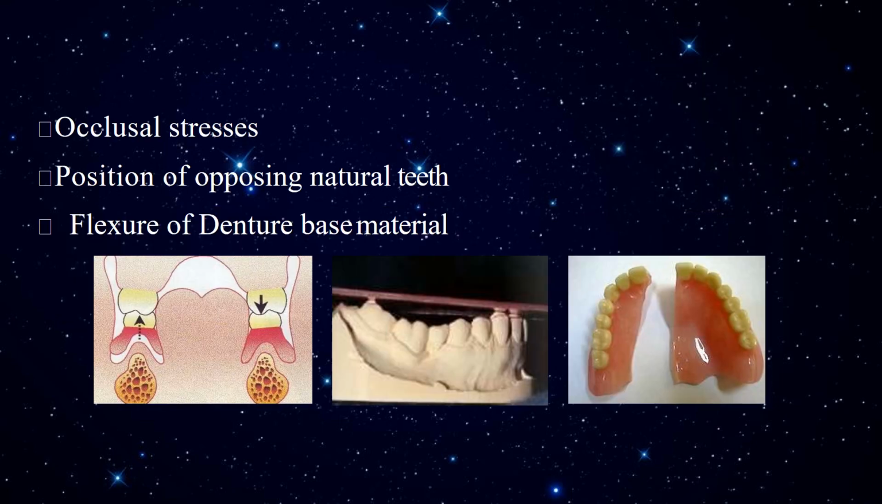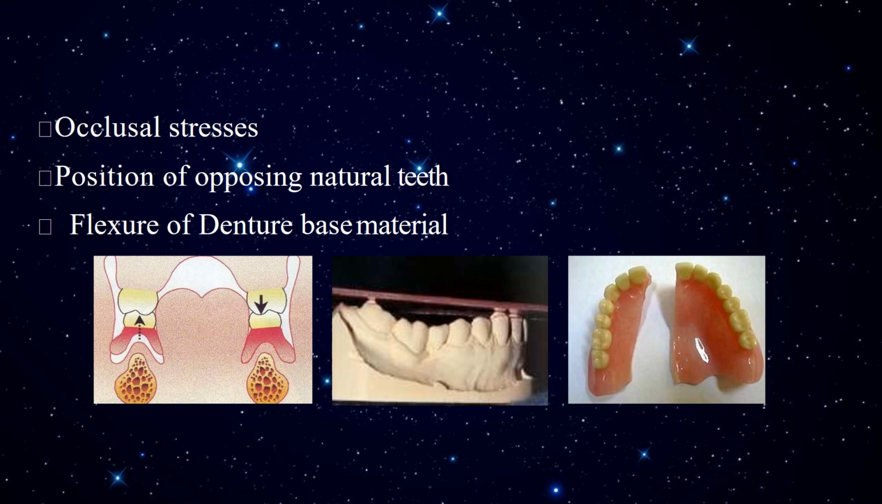So as you can see, a single complete denture is subjected to occlusal stresses, and it is also subjected to the position of the opposing natural teeth and the flexure of the denture base materials. All these things take a toll on the single complete denture. In a normal complete denture, the forces are directed along the crest or the center of the residual alveolar ridges. But in the case of a single complete denture, first of all, the occlusal plane is not straight; it is severely canted, as you can see over here.